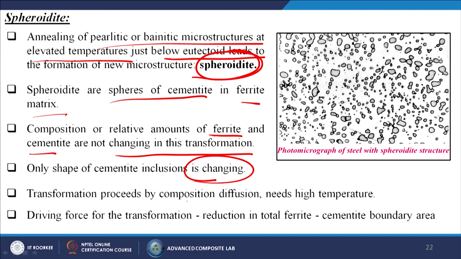Transformation proceeds by composition diffusion, which needs high temperature. The driving force for the transformation is reduction in total ferrite-cementite boundary area. So, this is the photo micrograph of steel with spheroidite structure.